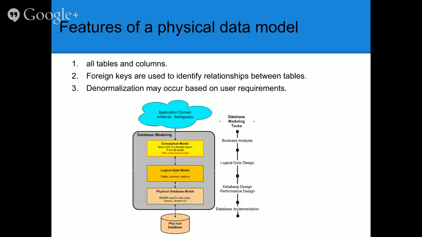Also, there are some features of a physical data model. Firstly, all tables and columns. Secondly, foreign keys are usually used to identify relationships between tables. The third, denormalization may occur based on user requirement.